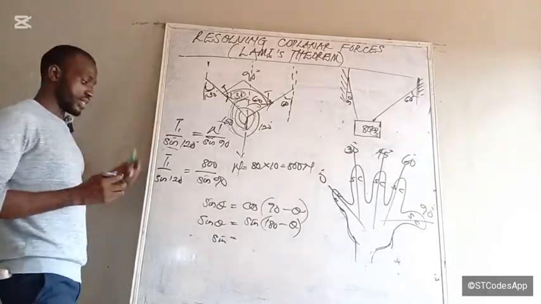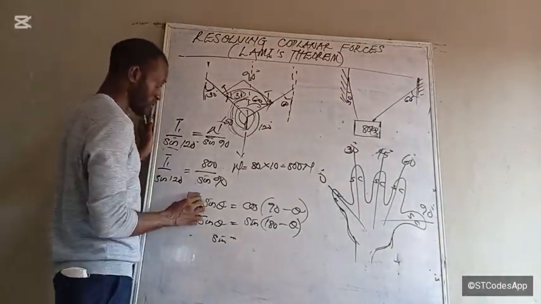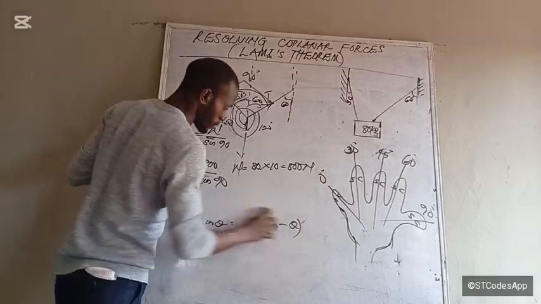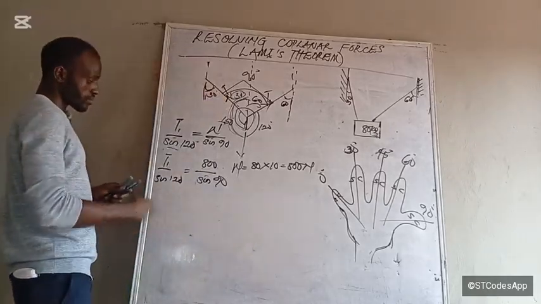Is it clear now? Alright. So you see, you don't need a calculator. Just remember that sine of an angle is the same as sine of 180 minus that angle.